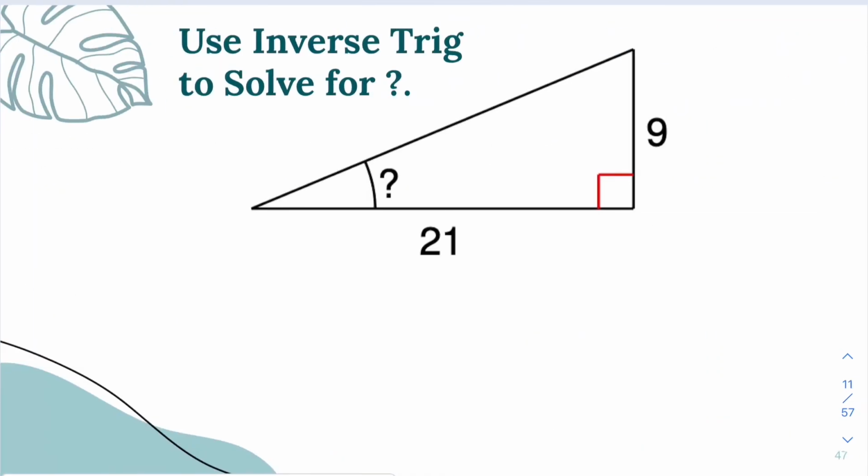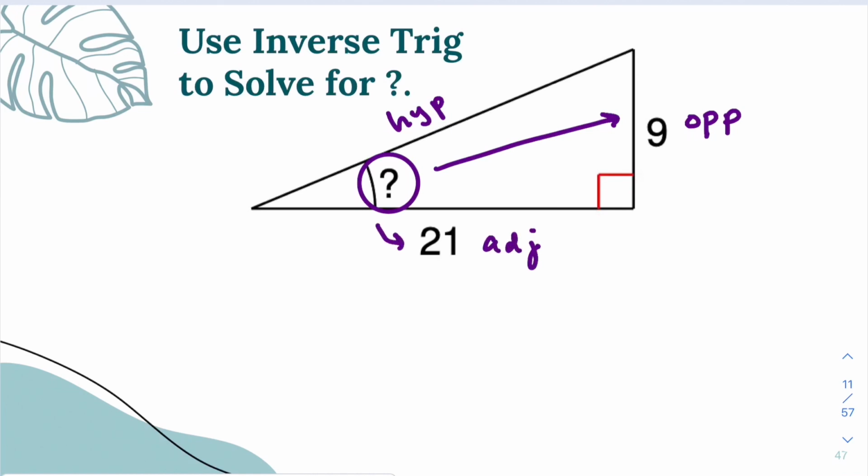So let's see an inverse trig one as well. First thing we're going to do is identify the angle we're working with. Obviously, if we're solving for the question mark, that needs to be the angle we're labeling our sides with. So this will be my angle. Then hypotenuse is always my hypotenuse. 9 is going to be my opposite, and 21 will be my adjacent.